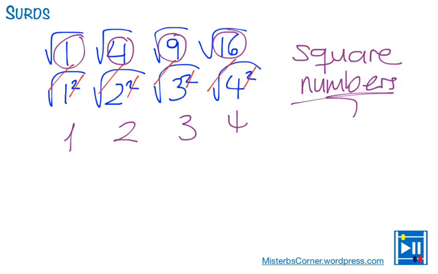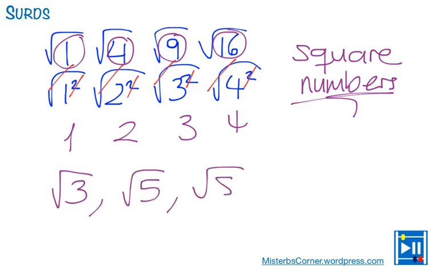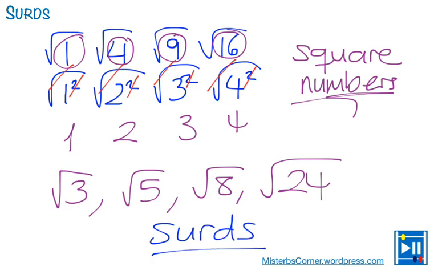So when you don't have square numbers inside square roots, like let's say square root of 3 or square root of 5, square root of 8, square root of 24, these are called surds, meaning they are irrational numbers, because what you get is a decimal which goes on to infinity without repeating itself, like pi, right?